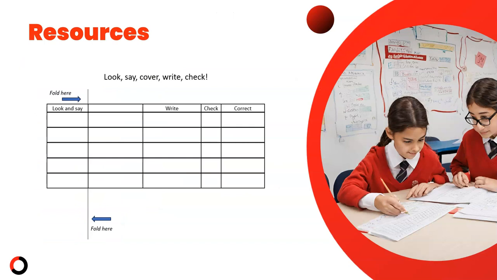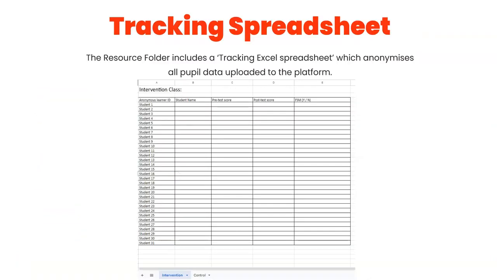Resources. So we have a resource folder where we've included the template and also a track and spreadsheet. So the track and spreadsheet is used because we don't have pupil data on our platform. It uses an anonymous ID so that you can use this track and spreadsheet to link that to a student name in each class. And on the spreadsheet, you'll see a sheet for the intervention and then another sheet for the control.